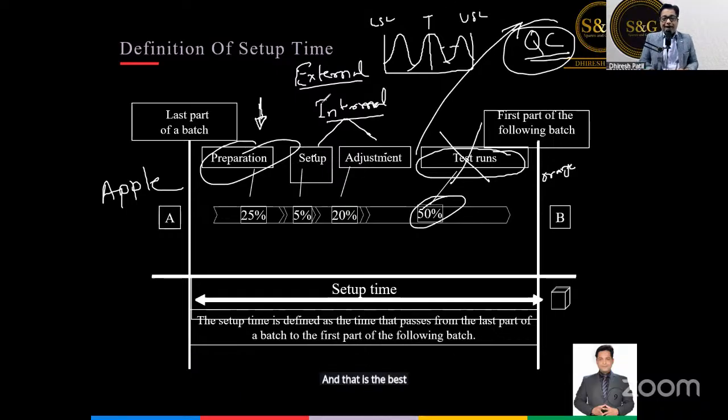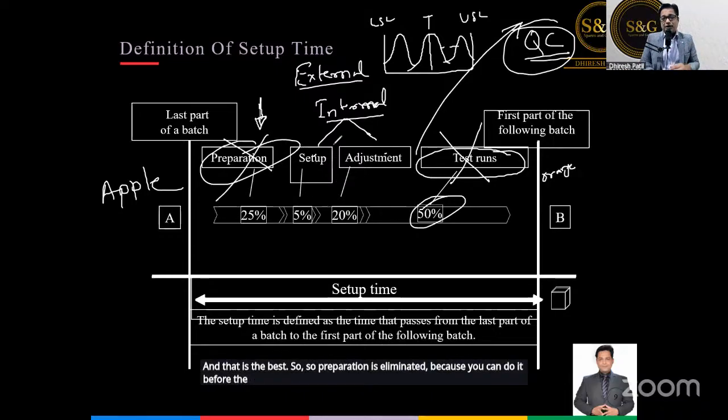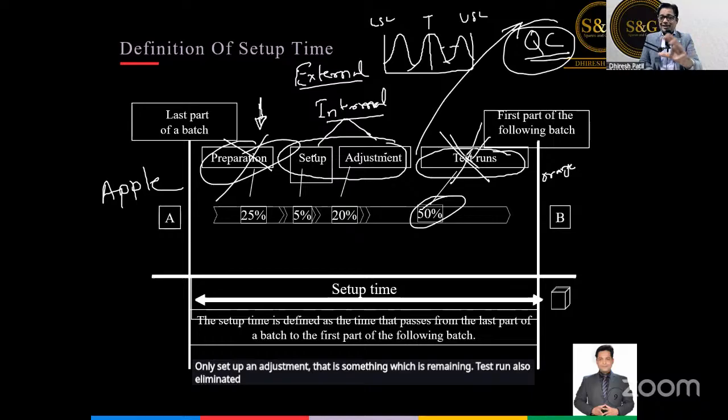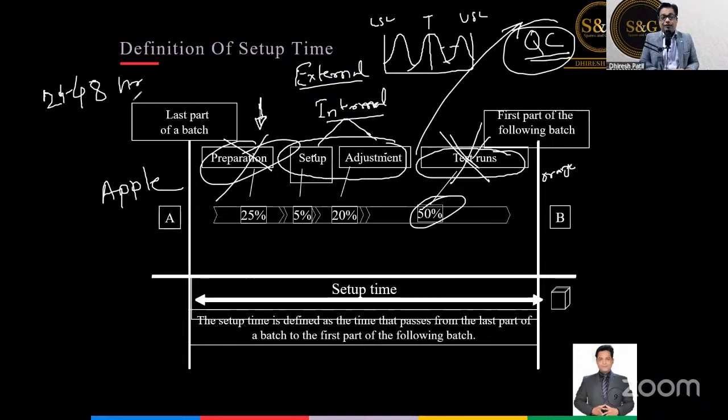So preparation is eliminated because you can do it before the machine stops. Only setup and adjustment, that is something which is remaining. Test run also eliminated. And by doing this technique, they have reduced the setup time. Sometimes it used to take 24 to 48 hours. 48 hours, they have brought them down to up to 10 minutes. That amount of changeover time they have reduced.